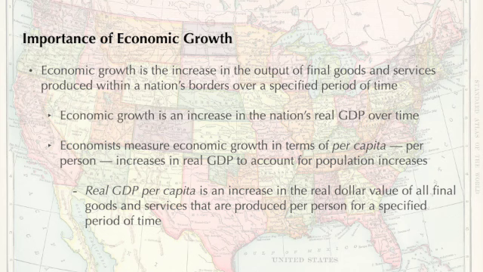As a nation's economy grows, its capacity to produce goods and services increases. Thus, this economic growth is defined as the increase in the output of final goods and services produced within a nation's borders over a specified period of time. That is, an increase in a nation's real GDP over time. To account for population increase, economists usually measure economic growth in terms of per capita increase in real GDP. Real GDP per capita is an increase in the real dollar value of all final goods and services that are produced per person for a specified period of time.